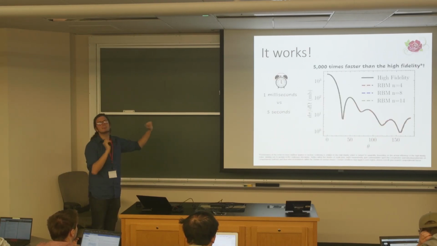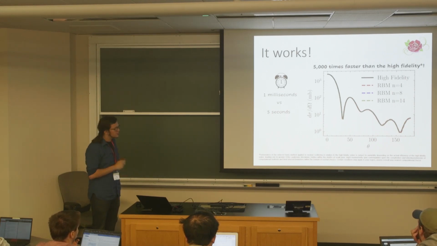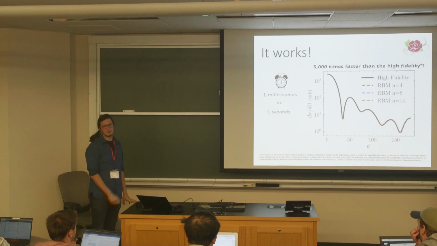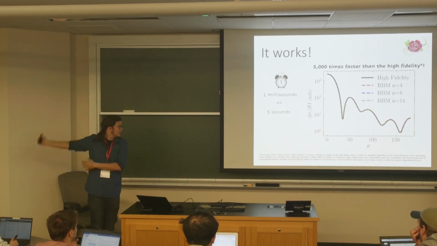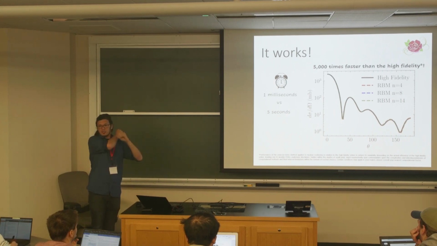It works amazingly well. And by amazingly well, I mean we can compute cross-sections in milliseconds in comparison to the high fidelity that you usually take off the shelf on the market that takes around 5 seconds. So the main conclusion of all of this is we should all just go out screaming and saying we have something that goes 5,000 times faster than the high fidelity.